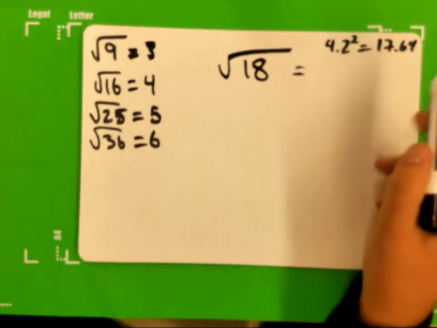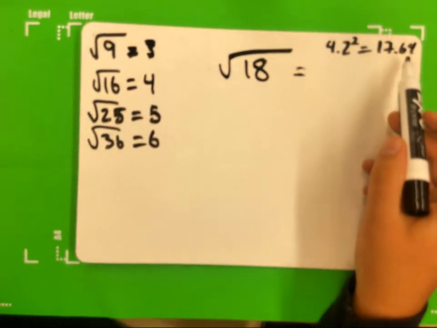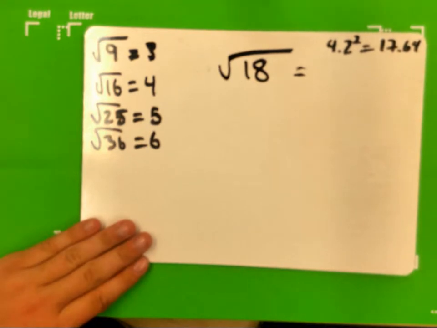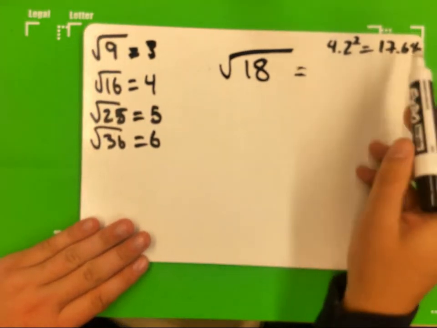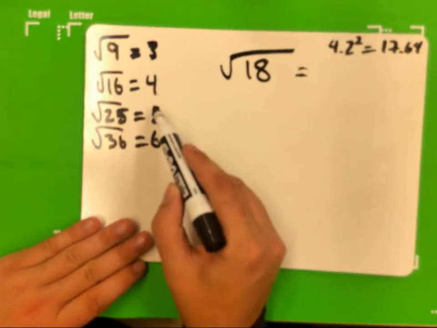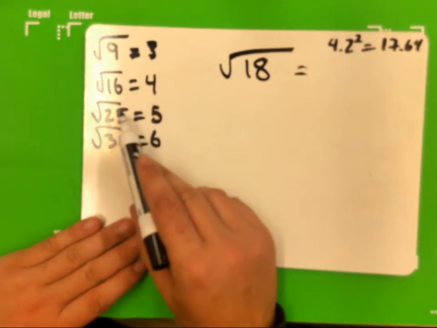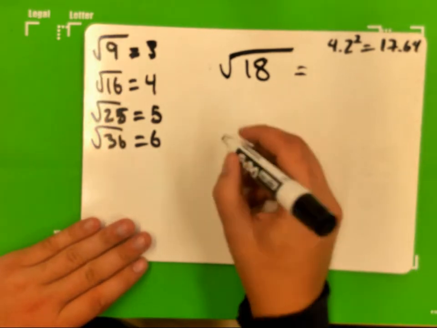And now, that's really, really close. It's only off by 0.36. But we're going to see if we can find one that's closer. Since this is smaller than 18, we would have to get closer to 5. We started at 4.2, so to get a bigger number, we're going to have to move up. So we're going to try 4.3.